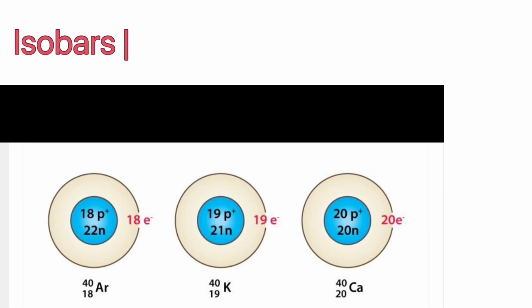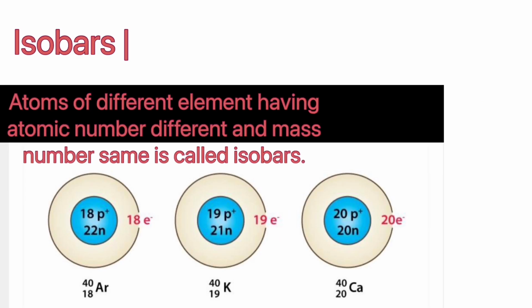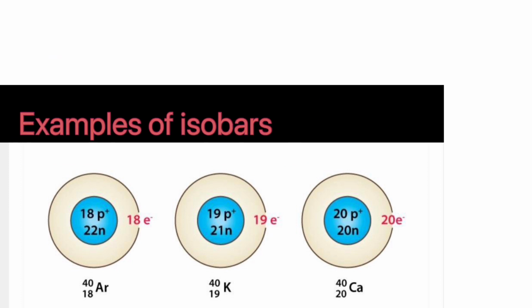Okay, it's the turn of isomers now. Atoms of different elements having different atomic number but the same mass number are called isomers. 18Ar40 and 20Ca40, etc. are the examples of isomers.